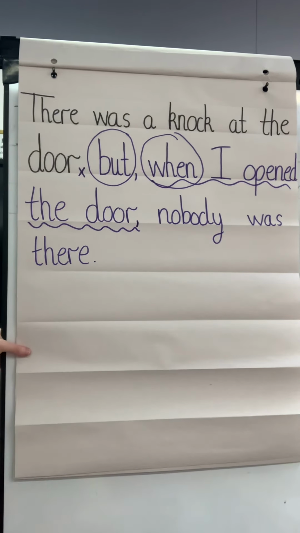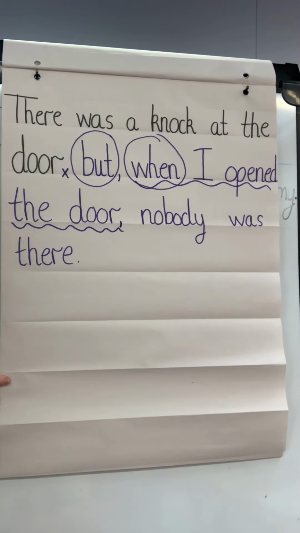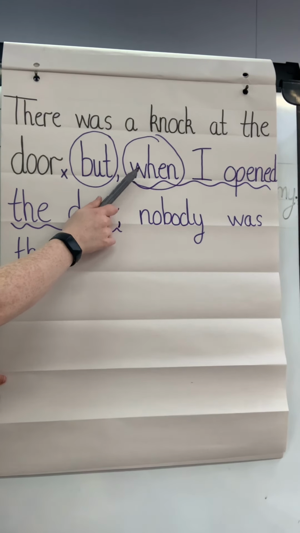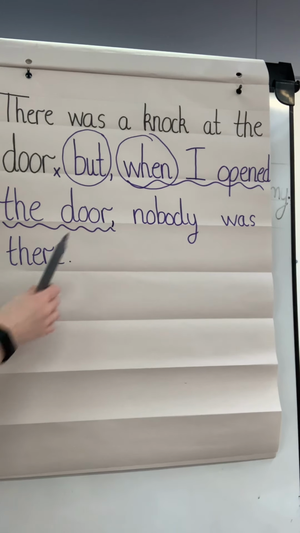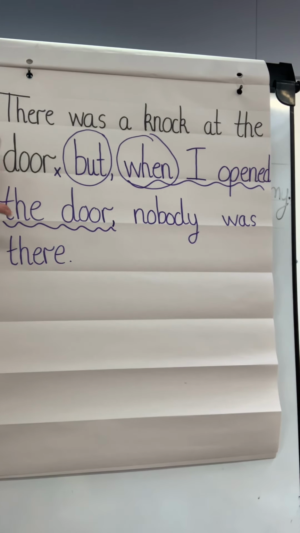So I could read it, there was a knock at the door, but nobody was there. But because I put this subordinating clause in, I've added extra detail. So I need my comma after but and a comma after door. There was a knock at the door, but when I opened the door, comma, nobody was there.